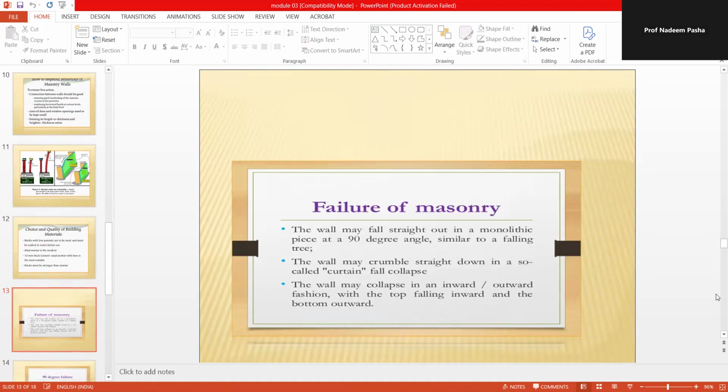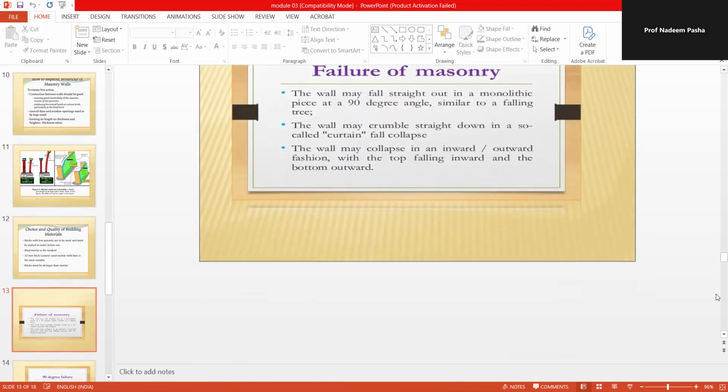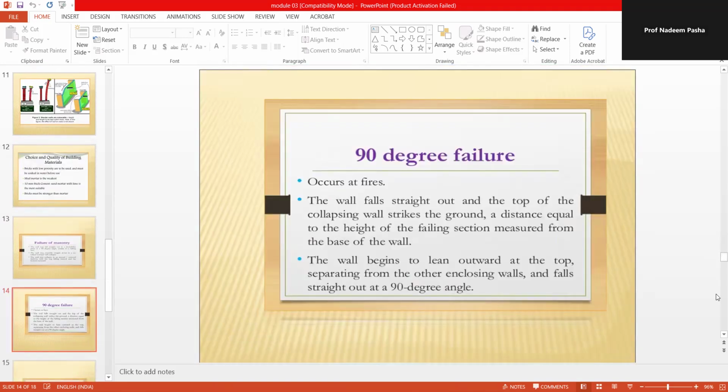Failure of masonry. The wall may fall straight out in a monolithic piece at a 90-degree failure angle, similar to a falling tree. The wall may crumble straight down in a so-called curtain fall collapse. The wall may collapse in an inward direction with the top falling inward at the bottom. So there are different types of failure.